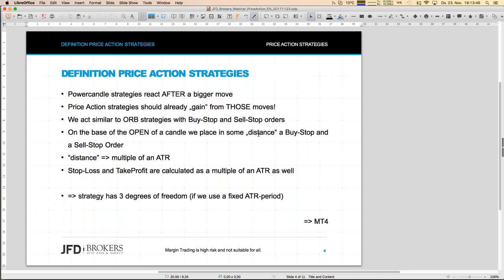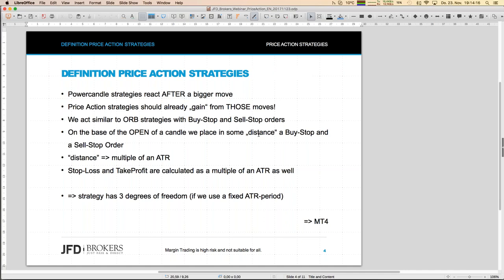The stop loss and take profit we want to place here, we use again multiples of that ATR. So especially for the stop loss, we use a multiple of the ATR as well. And then we can use a standard formula like risk reward ratio in order to get our trade take profit for those trades. So in principle, that kind of strategy has 3 degrees of freedom.